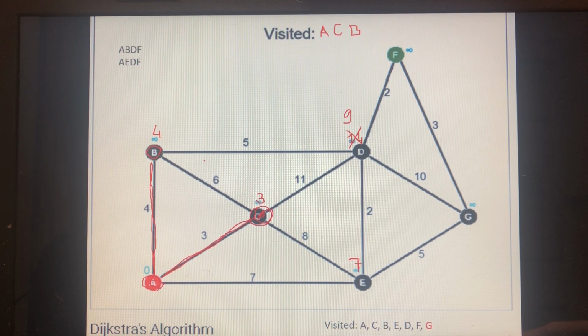Now we check: we have already visited B, we have already visited C, and now the lowest distance to some of these vertices would be 7. Yes, because if we went to D, it would be 9. So we choose 7 instead of 9 because 7 is closer. So we go to E, and now we are visiting E.